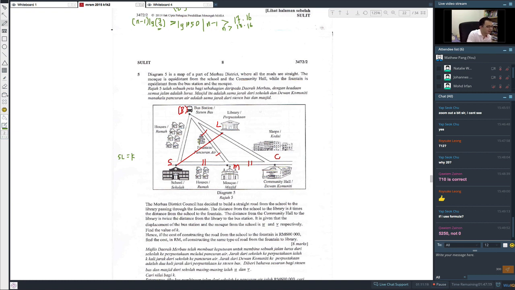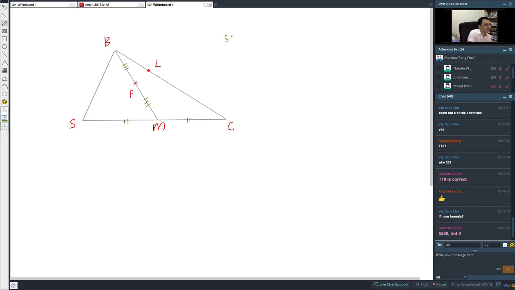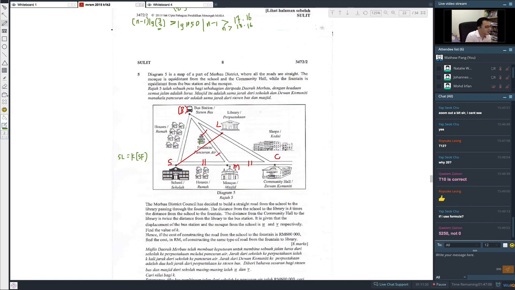Alright, this is the information I have here. The distance from the community hall to the library is twice the distance from the library to the bus stop. Community hall to the library, I'm going to say, will be CL. It's twice the distance from library to the bus stop, LB. So CL equals 2 LB.